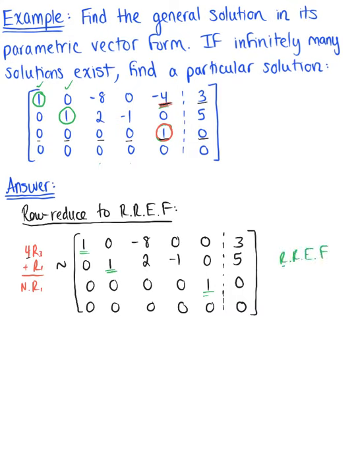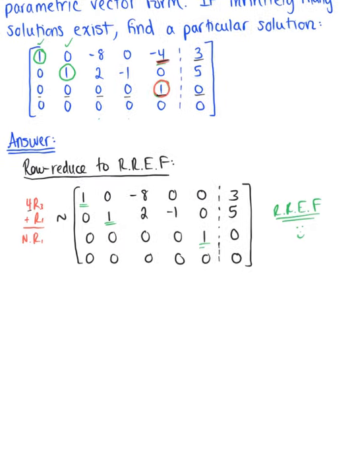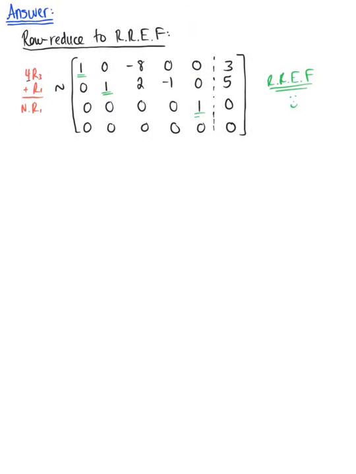And we're ready to think about what this system is telling us. In order to determine what the system is telling us and to describe our solution set, we want to think about each row. What is each row telling you here? So we are moving across our first row. The first row is 1 times x sub 1, no x sub 2, then minus 8 times x sub 3, no x sub 4, no x sub 5, and that is equal to 3.